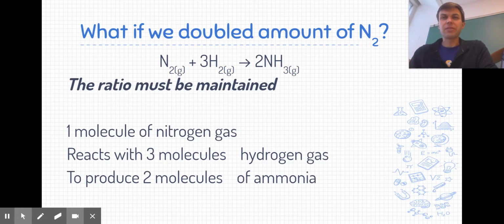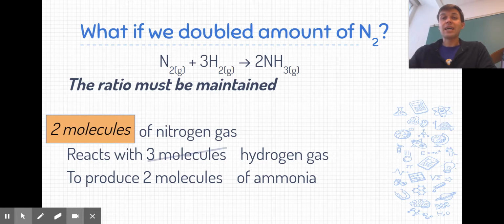So I've just written up the same thing here, but what if we doubled the amount of nitrogen gas which we were reacting? The key idea here is that chemicals will always react in the same simplest whole number ratio, so that the law of conservation of mass and the law of definite proportions can be maintained. So if we double the amount of nitrogen gas, what's going to happen?